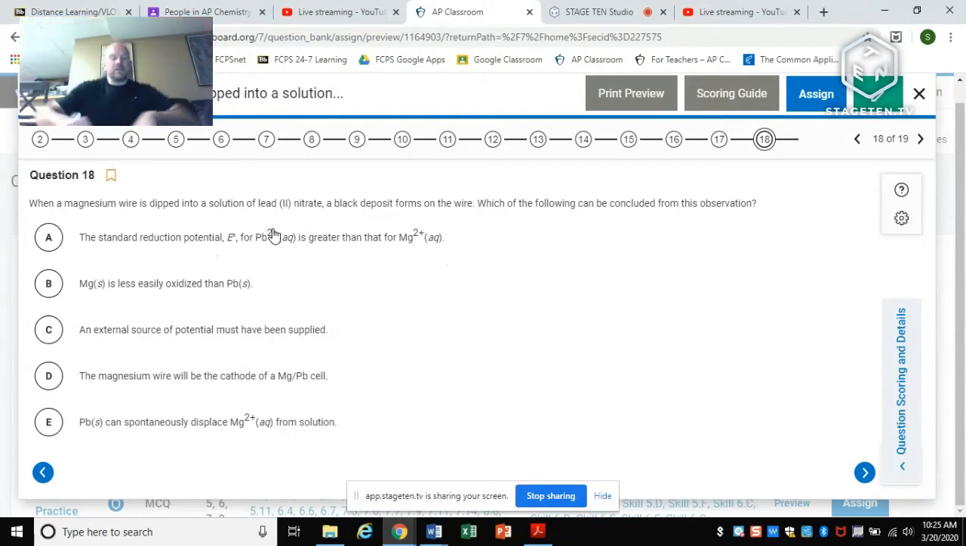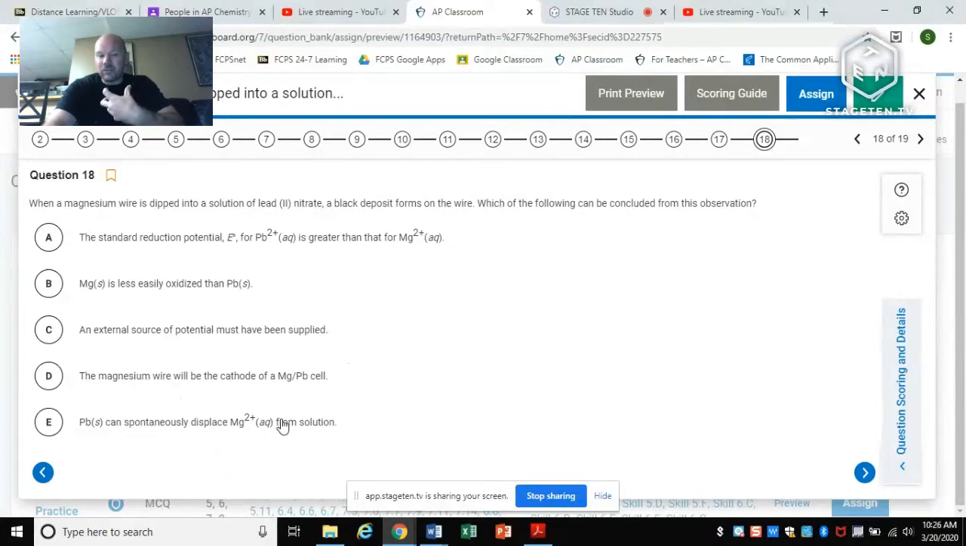All right, so lead is being reduced and magnesium is being oxidized. So the standard reduction potential for lead 2+ is greater than magnesium 2+. Magnesium solid is less easily oxidized? No, because magnesium is being oxidized and lead is being reduced. An external source of potential must be supplied? Well, it said when you dipped it in, this happened, so the reaction happened without an external source. But really, the only way to know that one is if you were given standard cell potentials. The magnesium wire will be the cathode? No, magnesium is being oxidized, so the magnesium wire would be the anode, so D is not right. And lead solid can spontaneously displace magnesium 2 plus?